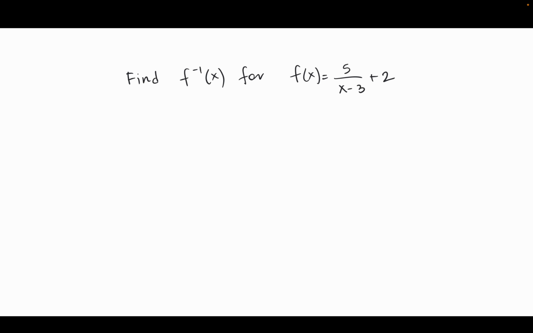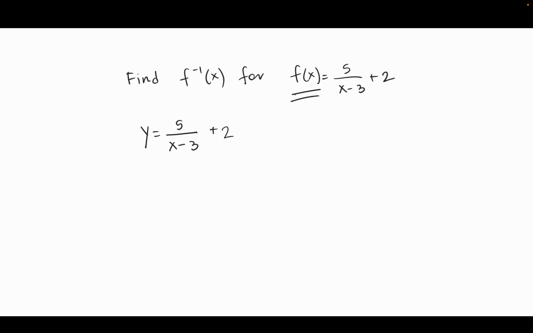Find f negative 1 of x for f of x equals 5 over x minus 3 plus 2. Remember, f negative 1 of x means inverse of a function. To find the inverse, we will first rewrite the given function, where in place of f of x, you have a y, right here. y equals 5 over x minus 3 plus 2.